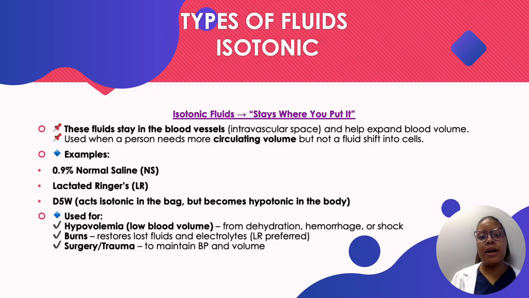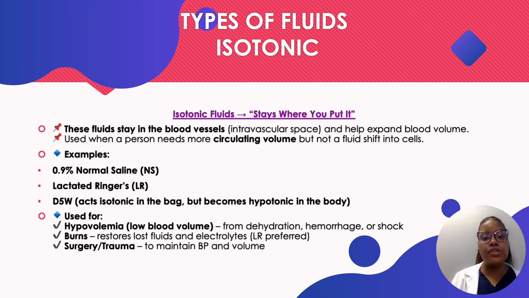So now let's talk about the types of fluids. First we're going to start with isotonic. So isotonic fluids, the little key phrase to remember is it stays where you put it. So these fluids stay in the blood vessels, and that is in your intravascular space, and they help expand blood volume. You will use this when a person needs more circulating volume, but not a fluid shift in cells.